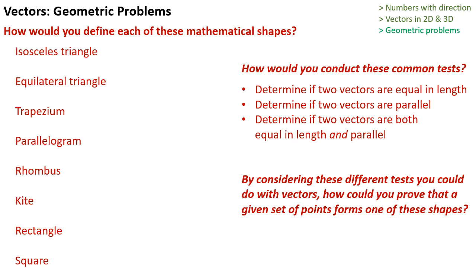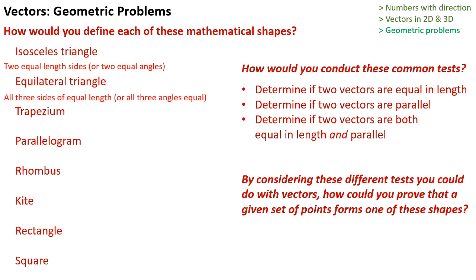Now your definitions for these shapes, just to check that we're on the same page. An isosceles triangle is either defined as having two equal length sides or perhaps two equal angles. The sides will tie in better with what you can do with vectors at this point. Equilateral triangle, all three sides have the same length. Trapezium needs one pair of parallel sides, that's all. So if you can find a pair of parallel sides, then you've demonstrated that you're looking at a trapezium. That means that a shape like a parallelogram is automatically already a trapezium. It's just that it also has other things going for it.